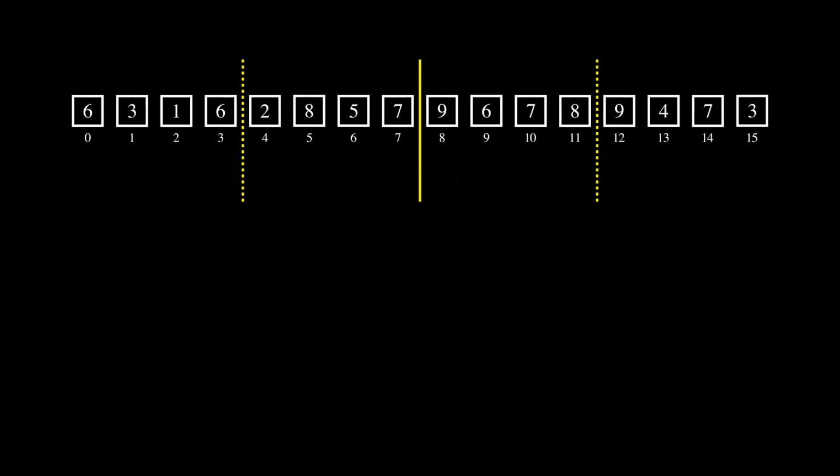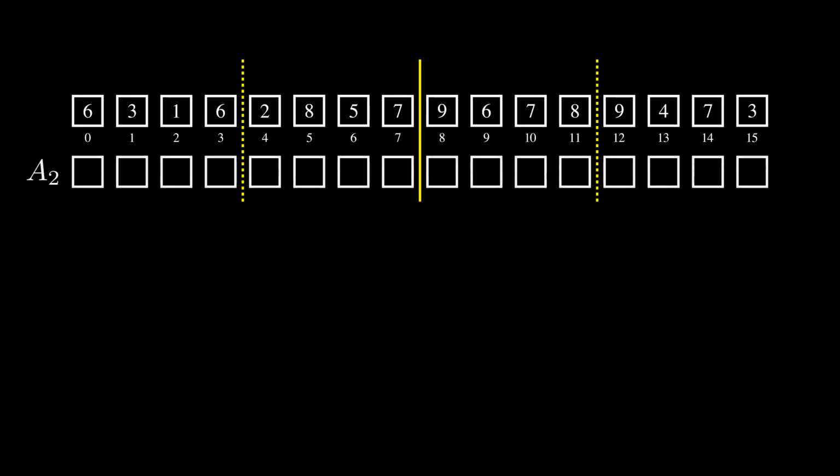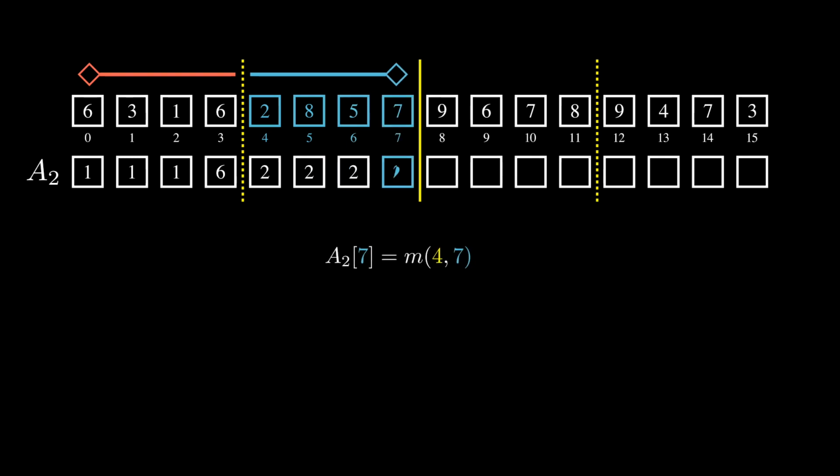Now we will repeat the same approach, but this time it will be through the midpoints of each partition. A2 will hold the values from the dashed line to the ith index within its own partition. Let's see it happen for the left partition. Now let's see this for the right partition as well.